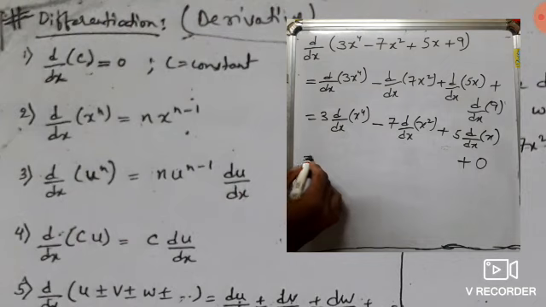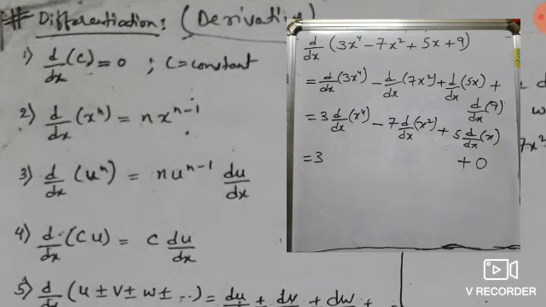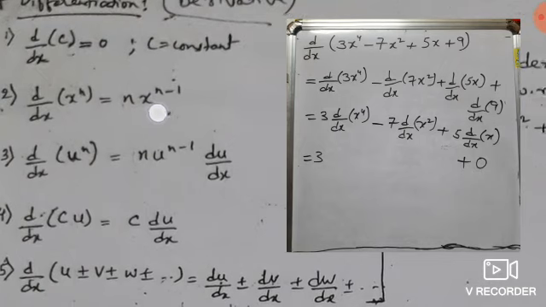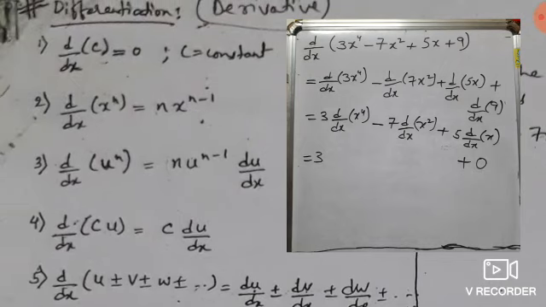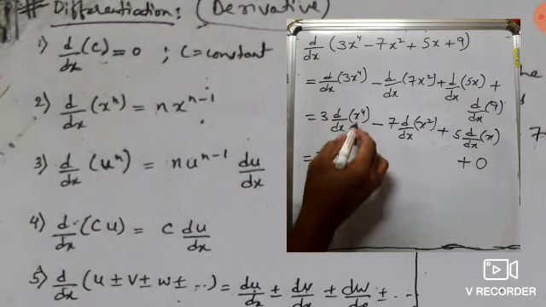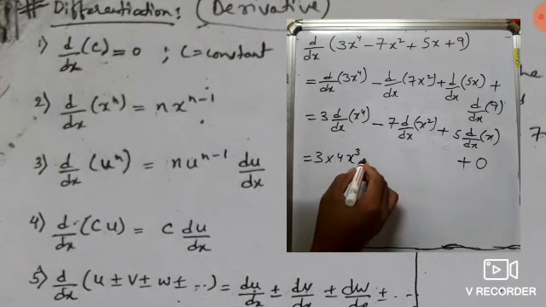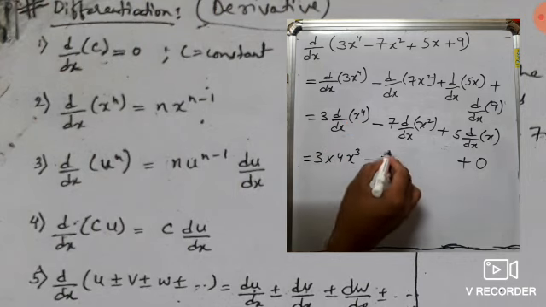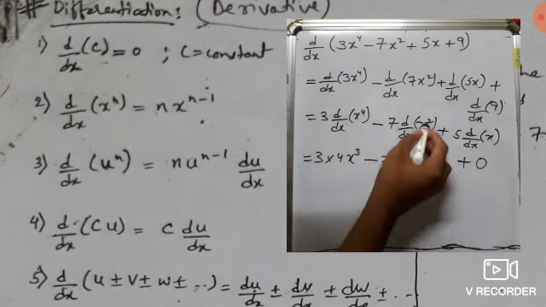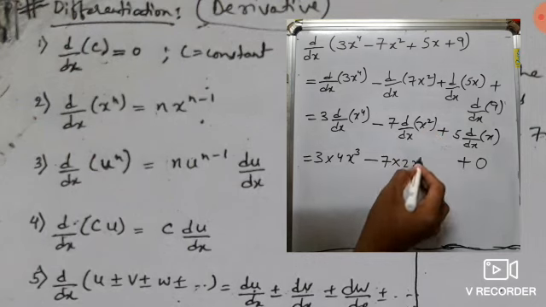Now what will we do with this? 3 will be written here, and d/dx of x to the power 4. We can see that for d/dx of x to the power n, n will come in front, and it will be x^(n-1). So 4 will come in front, and it will be x to the power 4 minus 1, which means 3. Similarly, in the expression 7 d/dx of x square, 2 will come in front, and it will be x to the power 2 minus 1, which means 1.